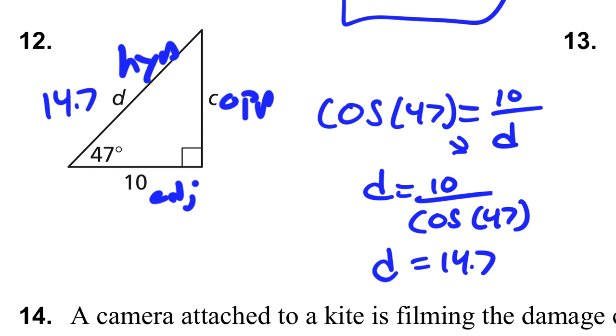Then I can use that 14.7 as my hypotenuse to find the sine of 47. So you would set this up as the sine of 47 equals its opposite, which is c, divided by the hypotenuse, which is 14.7. That's where I'm going to stop with the notes today. They're very simple, very basic.